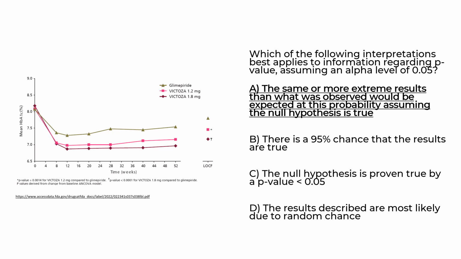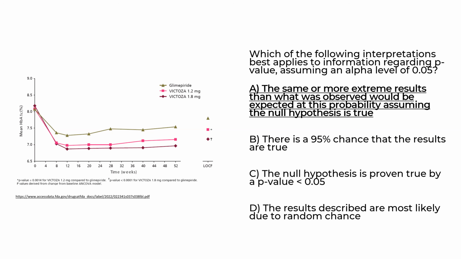So you're basically saying that the results that you got in this study, so less than 0.05, or in this case 0.0001 for the Victoza 1.8 milligrams, or more extreme than that, or more significant, would be observed at this probability, assuming the null hypothesis is true. That's the most basic definition of p-value, and it's basically using a lot of multiple negatives, and so it can be confusing. You're not proving that the alternative hypothesis is true. You're essentially just disproving the null hypothesis.